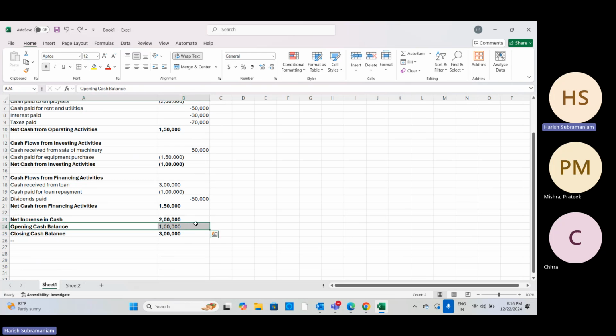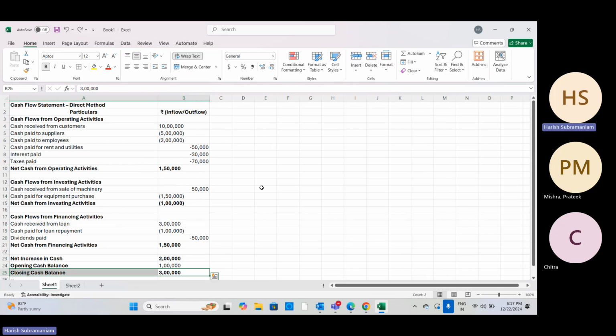Let's say this company at the start of the period had an opening cash balance of 1 lakh. So now it has a closing cash balance of approximately 3 lakh. So this 1 plus 2 is basically 3. And this is typically how a very simple cash flow statement in the direct way is made.